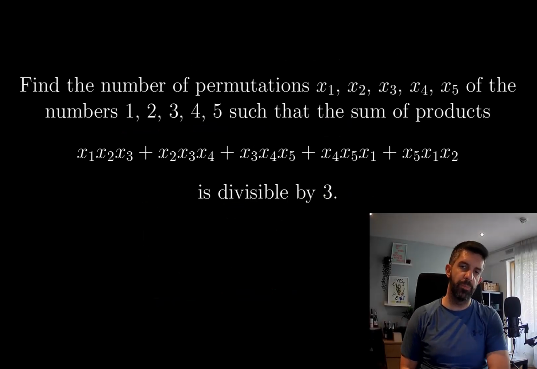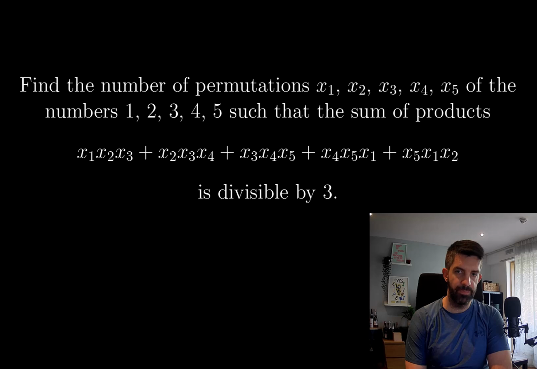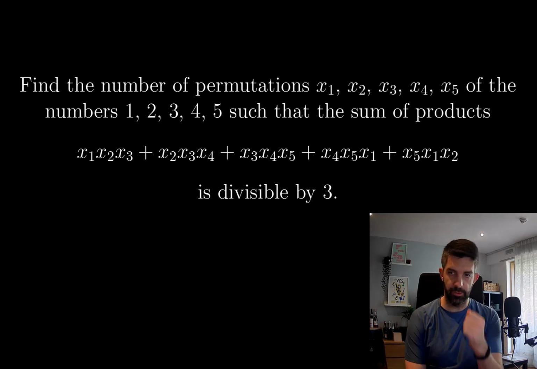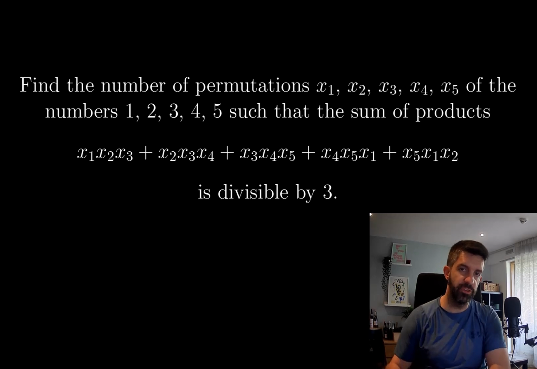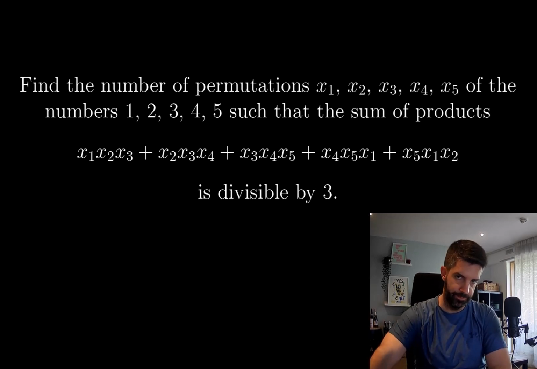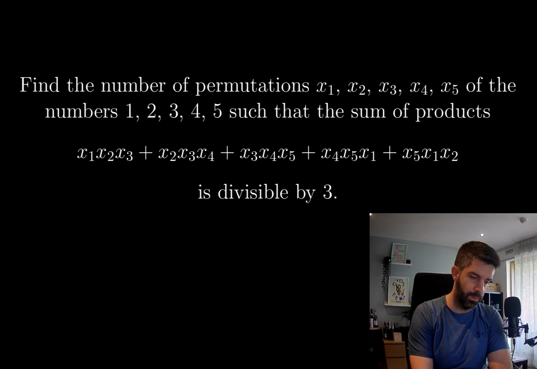Find the number of permutations x1 to x5 of the numbers 1 to 5 such that the sum of 5 products given by this expression here is divisible by 3.